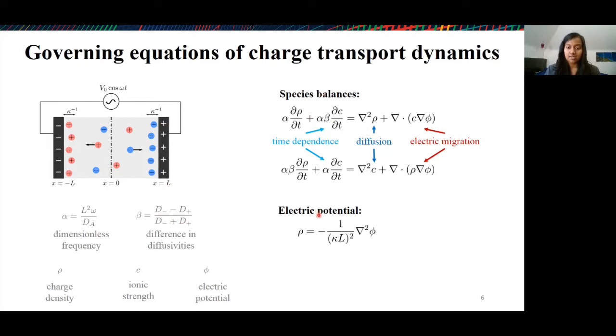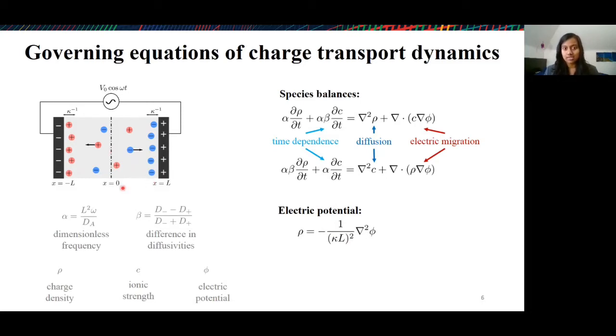Apart from the species balances, we also have an electric potential balance, which balances the charge density in the system against the electric potential phi. This is basically Gauss's law for electrostatics, but in differential form. Here, what's important is this ratio 1/kappa L, which is the ratio of the thickness of this diffuse layer of charge in front of the electrode to the length of the cell.